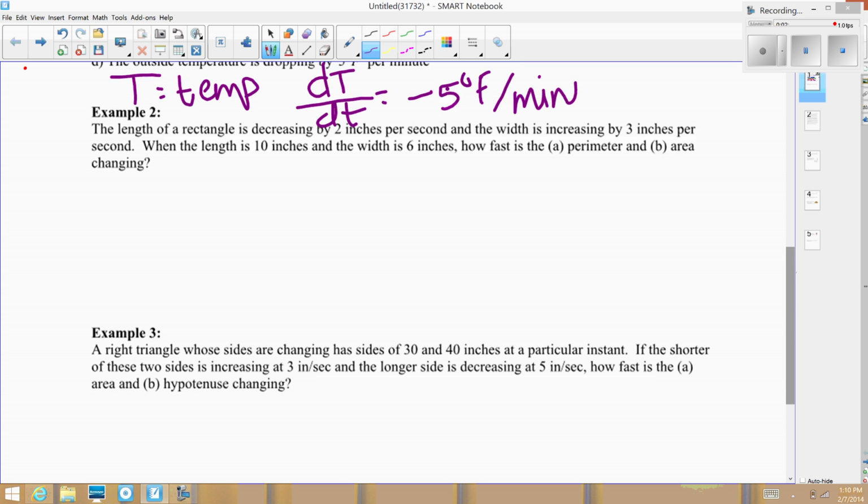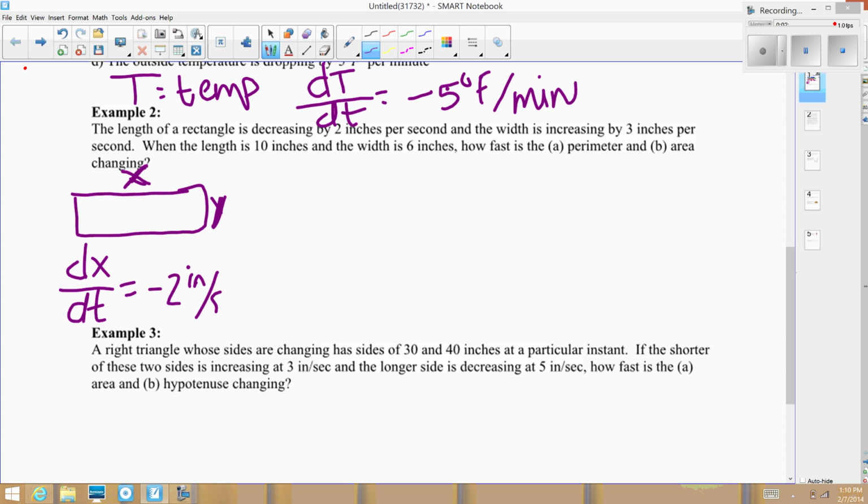So let's draw a picture here. You could call it L length and width, L and W, but I'm going to call it X and Y. Okay, so the length of a rectangle is decreasing by 2 inches per second. So since my length is X, I'm going to write that down. X, all right, that's changing. It's decreasing by a rate of 2 inches per second. Okay, the width, on the other hand, dy/dt, that is increasing by 3 inches per second.